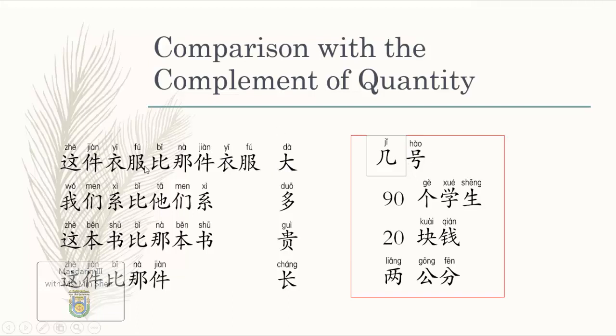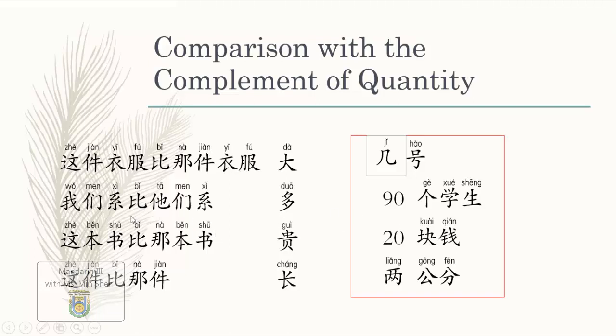This piece of clothes is how much bigger than that one, or how many sizes bigger. Because we don't know the number here, is it 1 or 2? So we use 几 to take its place. This 几 works as a blank, waiting for people to fill in the information. Then this is the question: how much bigger is this piece of clothes than that one?